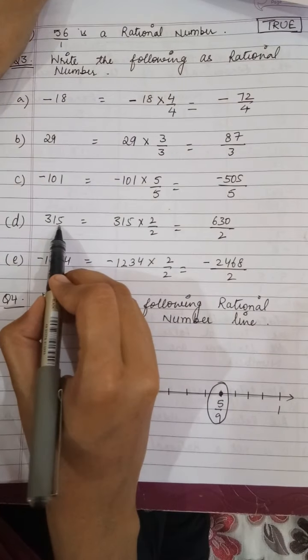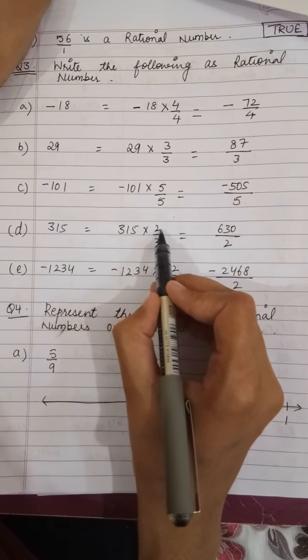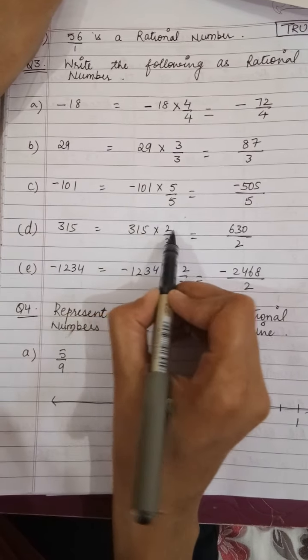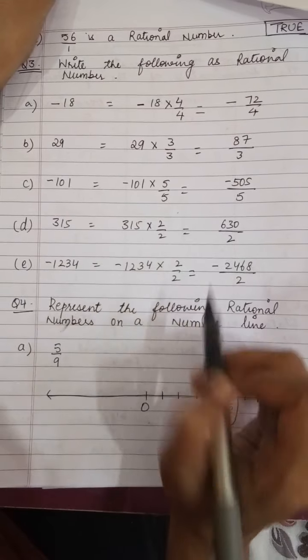Next, 315. Now 315 is there. Again, you have to multiply and divide with the same number. So what are you going to do? 315 into 2 will be 630 and the denominator is 2.